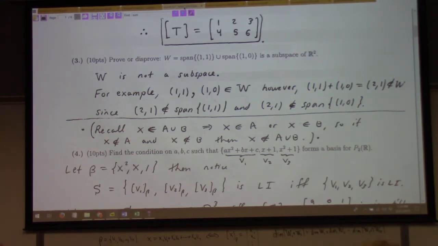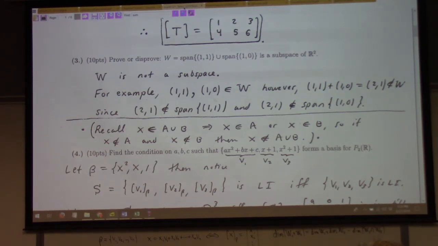Any questions about this one? To prove that, you just need to pick two points in W, like this one and this one. If you add them together, you get (2, 1), which is not in W. How do I know it's not in W? Because (2, 1) is not in here, and it's not in there. And that's what it takes for something not to be in the union. You have to prove that it's in neither one, right?